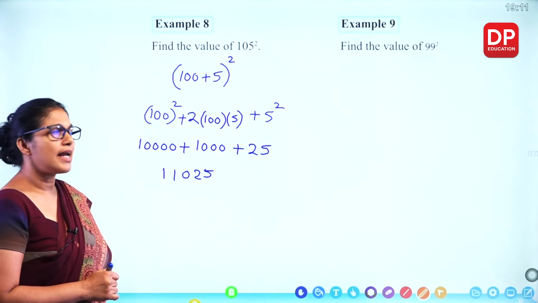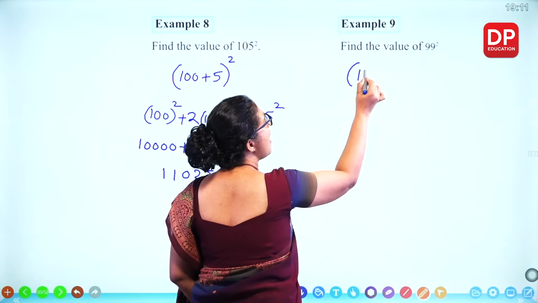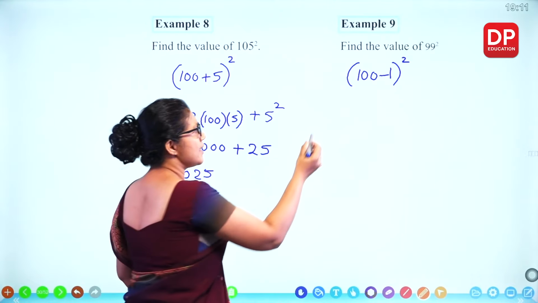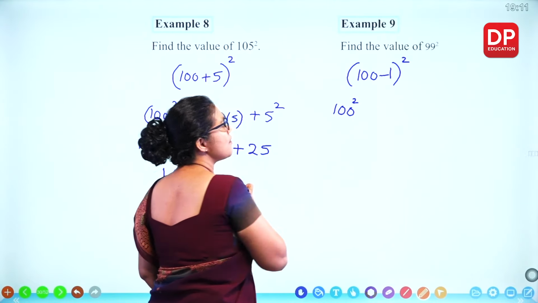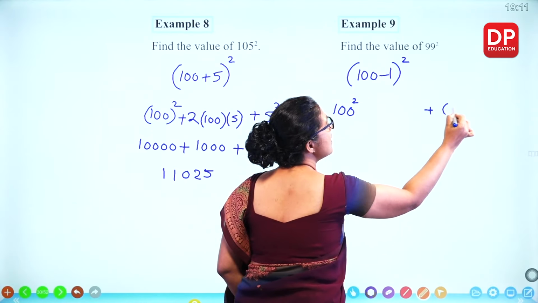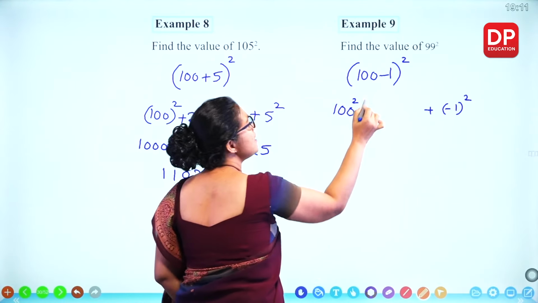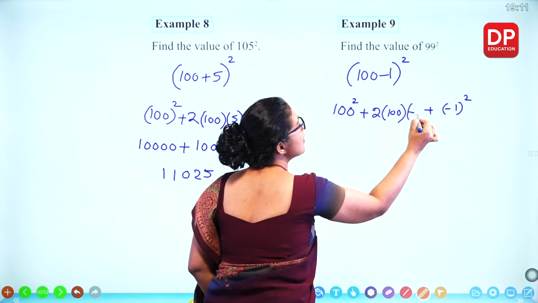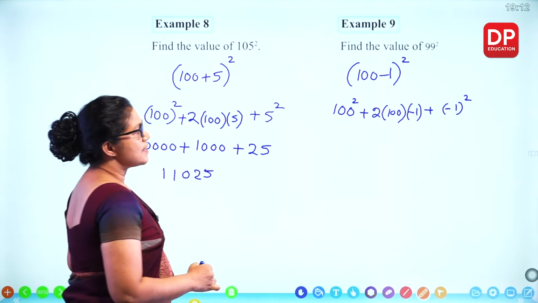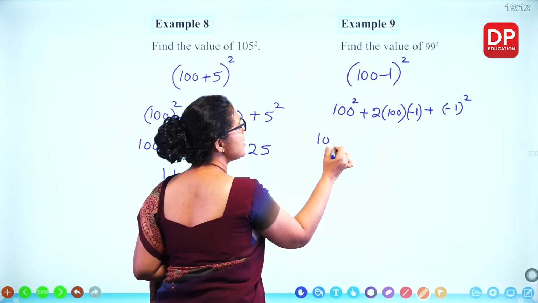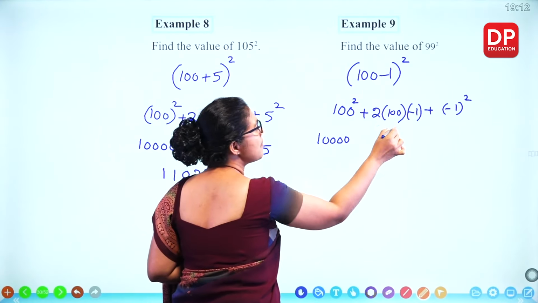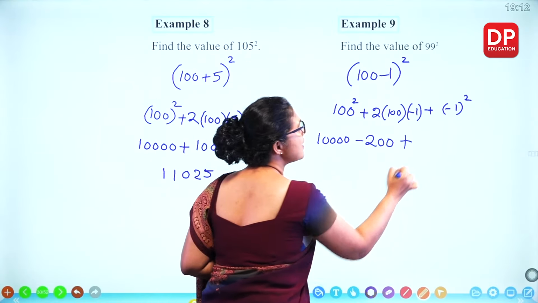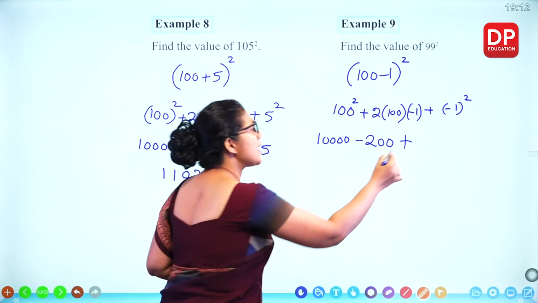This one also you can easily solve using the previous method. How can you write 99? You can write 99 as 100 minus 1. Then you can use the previous method. So what is the previous method? You take the first term squared and the last number squared, and then the middle term is double of the product of the two. So what's the final answer? 100 squared is 10,000. What's the middle term? This is minus now. 2 times 100 is minus 200. What's the last term? Minus 1 into minus 1 becomes plus 1.